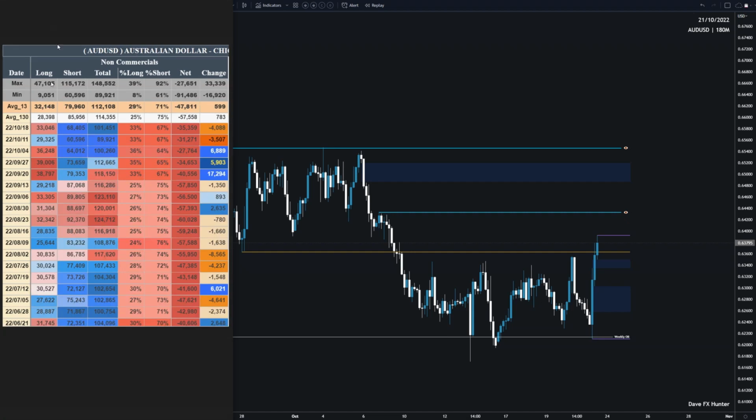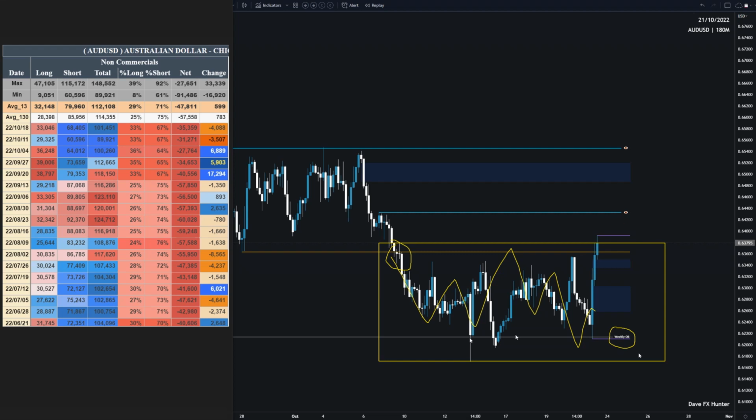Let's check the dollar. So here is the dollar. Sorry, here is the Aussie, right? So what we can see again, since the price dropped below this monthly low and has been in this weekly order block, what was happening in this zone, what have they been doing? Look at this: shorts from 92 to 60, longs from 28 to 33, 39.